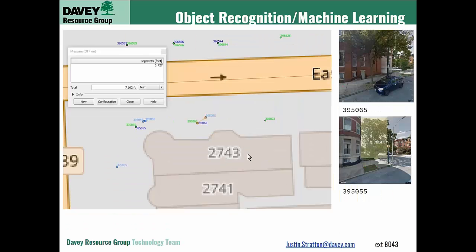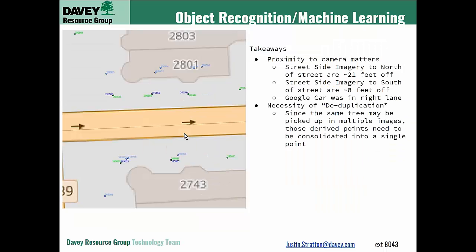However, if we go across the street, similar situation, the same tree in multiple photos, we're only about 7 feet off. And so some of the takeaways for us was that the proximity to the camera really matters. If we think about the direction that the vehicle was traveling, the Google Street car that was grabbing these photos, these trees were closer, these trees were further. So we recognize that proximity to camera really matters. That's something that we learned.